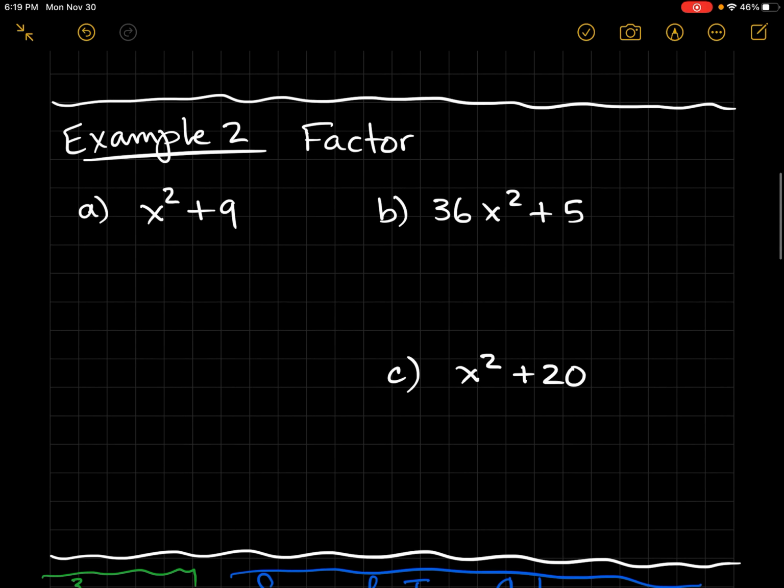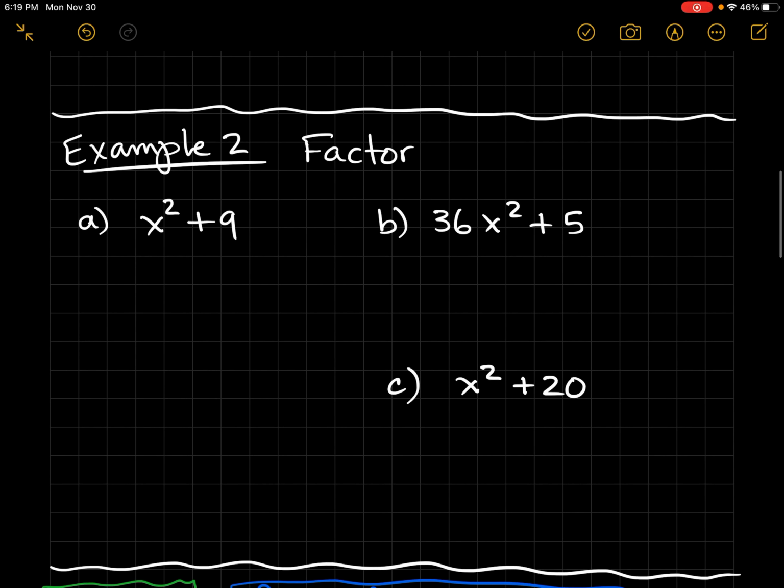Now, let's practice a few problems with the sum of squares. It's almost just the same. You're still taking the square root. But now, if it's a plus sign, you're going to have to do 3i. Just tack that i on there. And we're still going to do one positive and one negative. And it's just that easy. We're done.